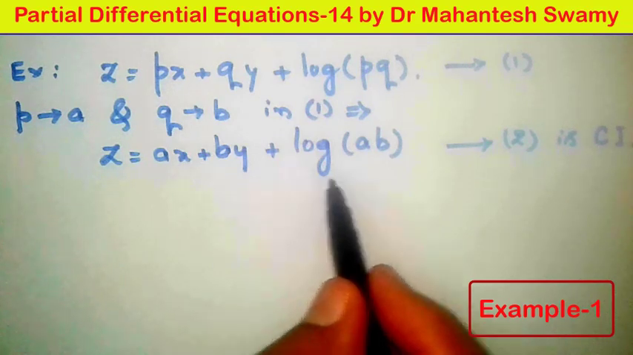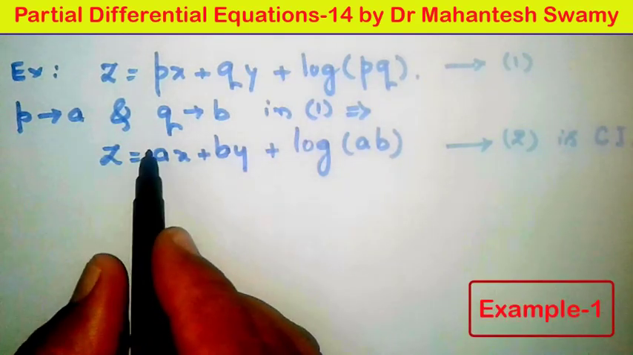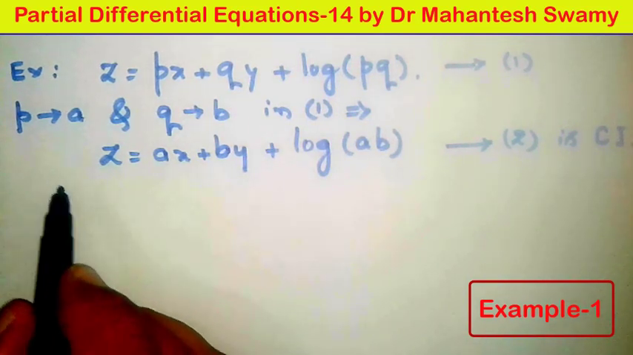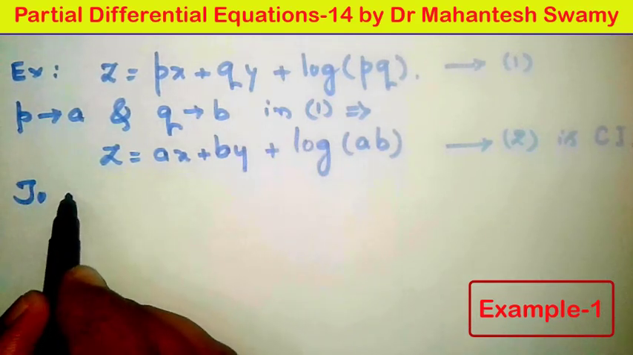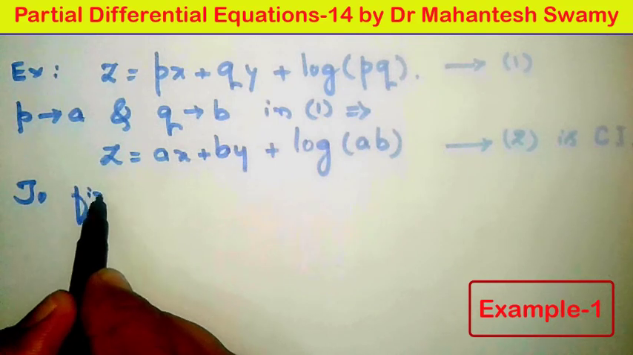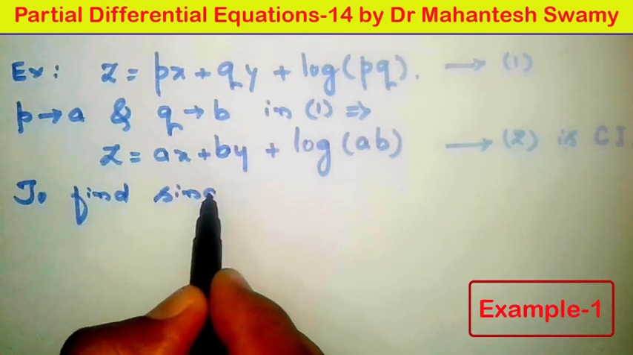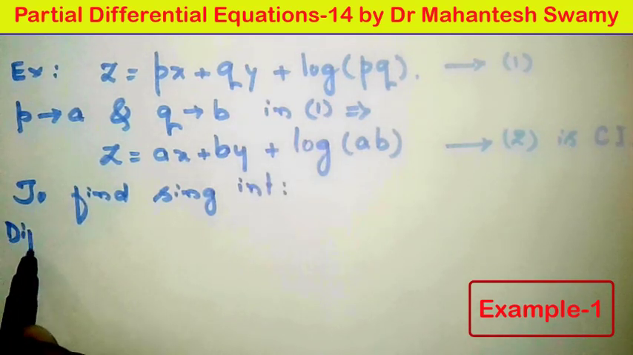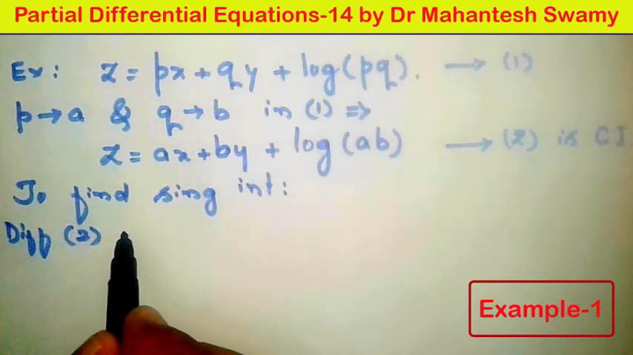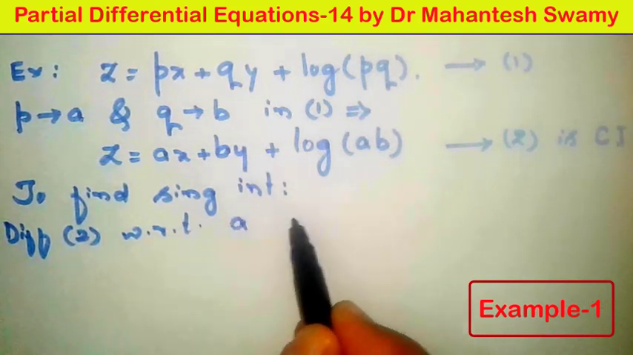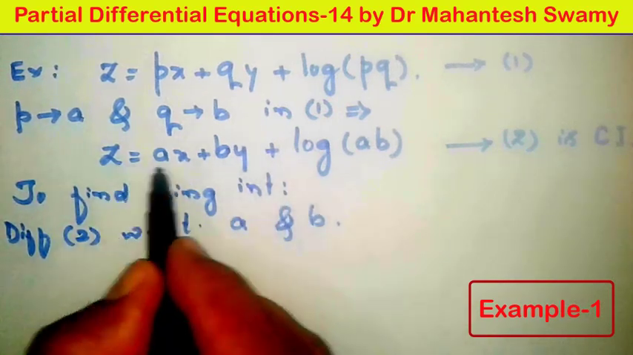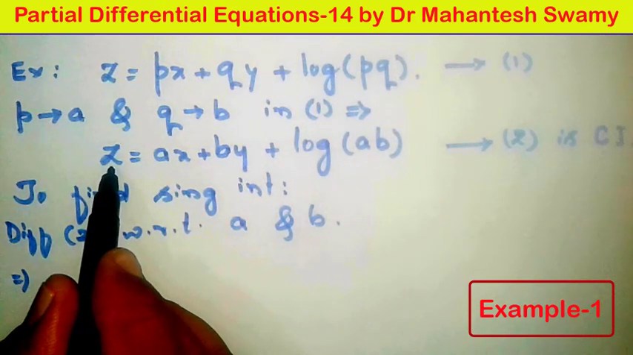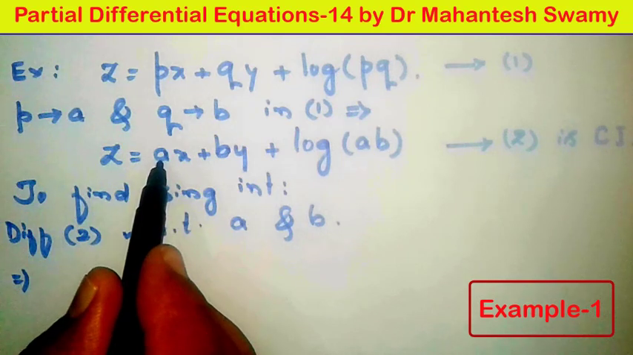If it is asked to find both the complete integral and the singular integral, and if the question is asked for 5 marks, then we should proceed further and we should get the singular integral also. And in order to find the singular integral, we have to differentiate equation number 2 with respect to a and b. First, if we differentiate equation 2 with respect to a, z should be treated as a constant while differentiating with respect to a partially.